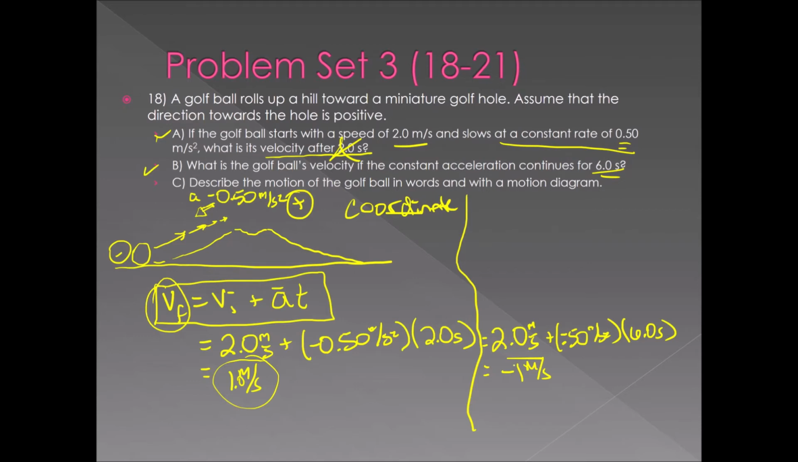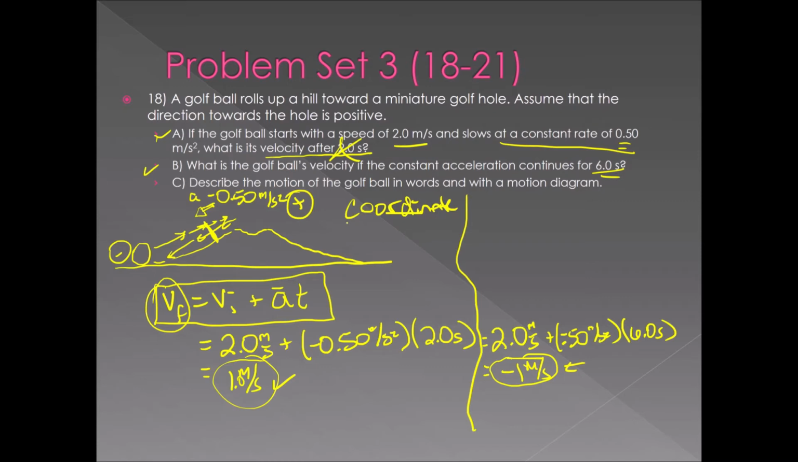What does that tell us about the direction, though? Take a look. In the first part, the ball was, after 2 seconds, traveling at 1 meter per second, so about half of what it initially started with. So somewhere about here. But after 6 seconds, our velocity changed to the negative direction. That means it had to turn around and start speeding up in the opposite direction.